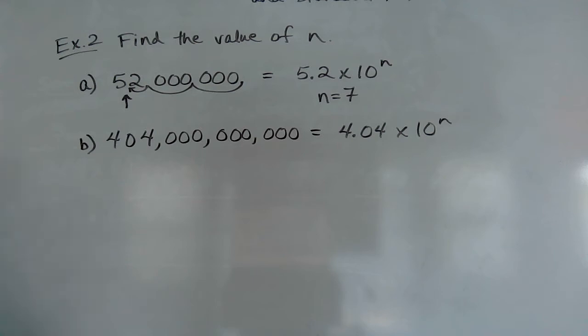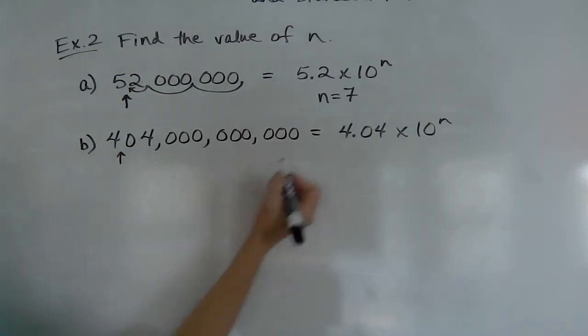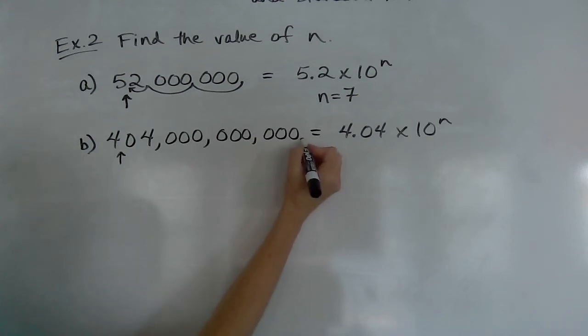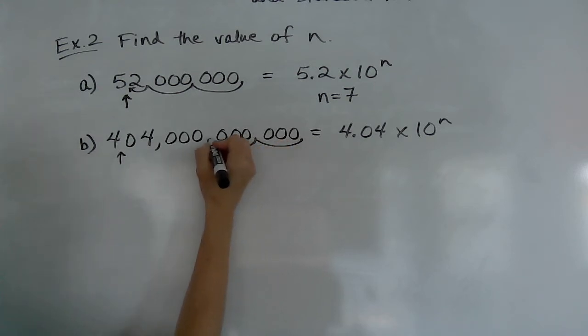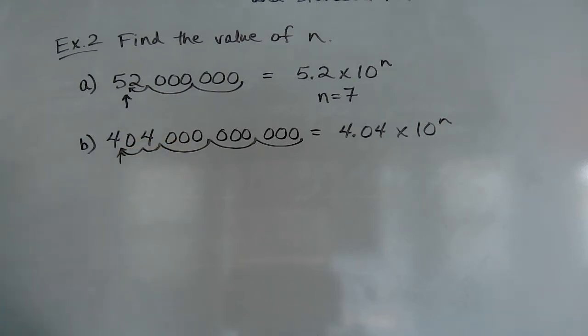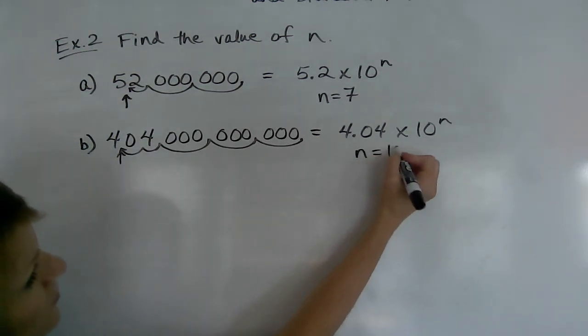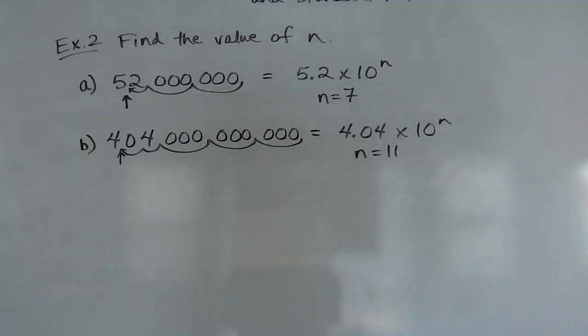All right, so how many places did we move the decimal? Well, it lands right here. It started back here. So 3, 6, 9, 10, 11 places. It's a positive 11 because in standard notation, we have a large number. So 4.04 times 10 to the 11th power.